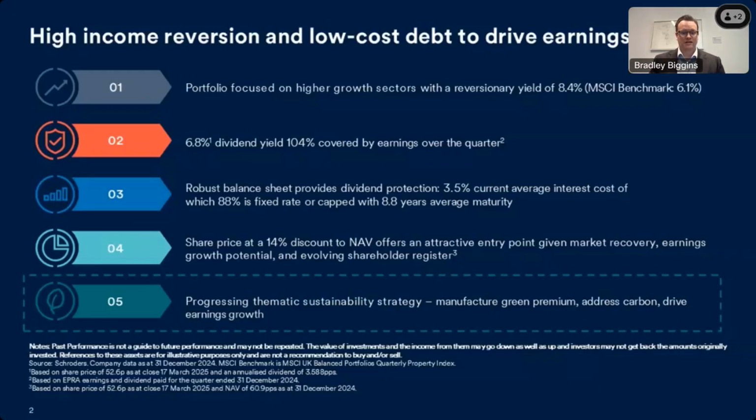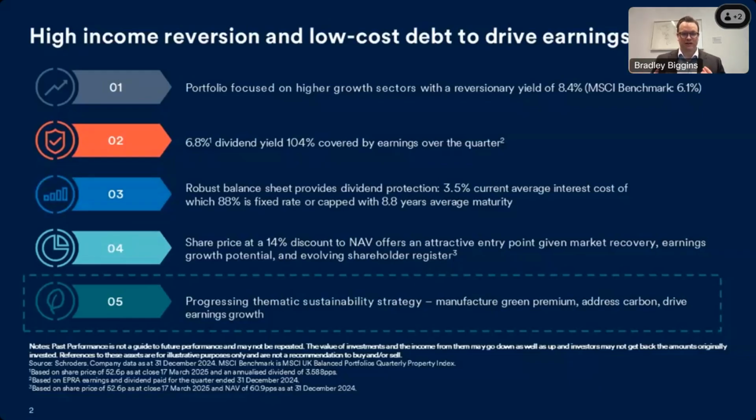The share price, despite some strong performance in the last year or so, remains at a 14% discount to NAV, and we think that's an attractive entry opportunity for prospective shareholders. And that's because we're expecting a market recovery in real estate, and again we'll talk about that in some detail shortly. We think we've got earnings growth potential as a result of that high reversion.